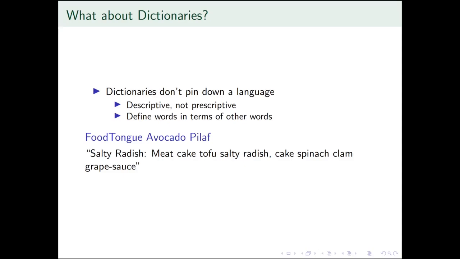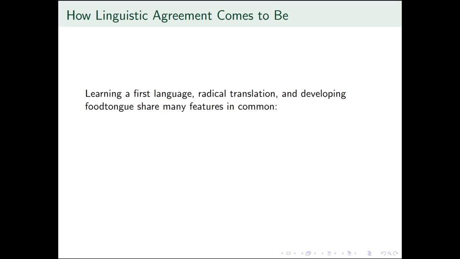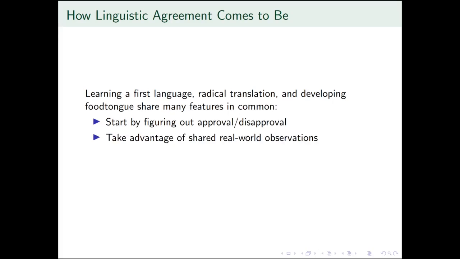In Word and Object, Quine goes into a great deal of detail describing the theory behind how people acquire their first language and how a field linguist might go about trying to decipher an entirely foreign language. These are all highly social processes, and processes that are similar to how Food Tongue was developed. We start by working out banana and spinach, which involves a combination of guesswork and reading social cues. Then we try to establish some common vocabulary by taking advantage of shared observations of the real world.